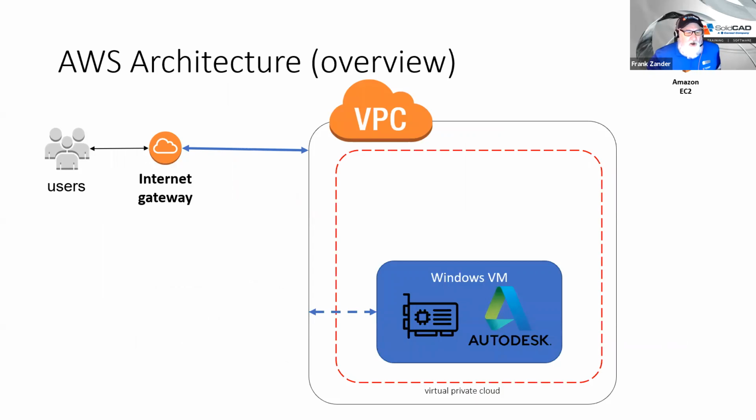So this is a very high-level overview. I was going to put all the bits and pieces with the subnets and the IP addresses, and it just became confusing. So how does this work?